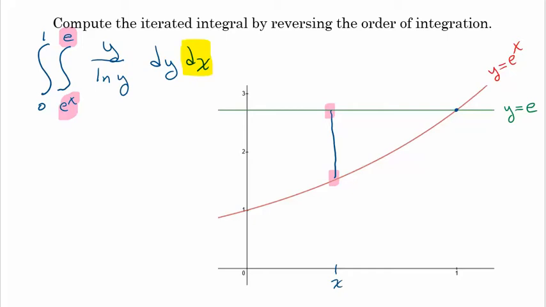All right, so for this fixed x, we know we have to go from e to the x up to e. So I drew these graphs of y equals e to the x and y equals the constant of e. Those are the lower and upper bounds of your slice. Now it says x is going to go from 0 to 1.